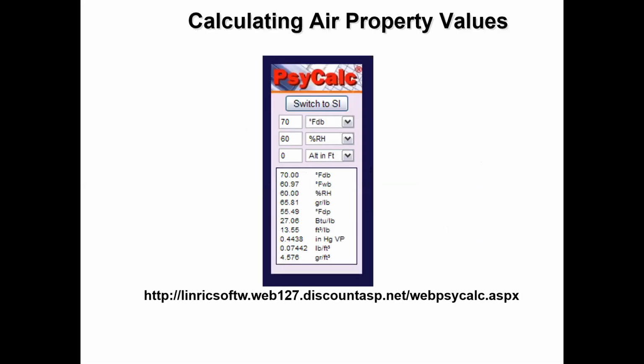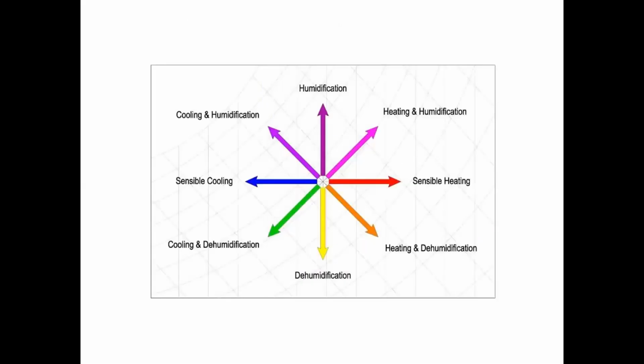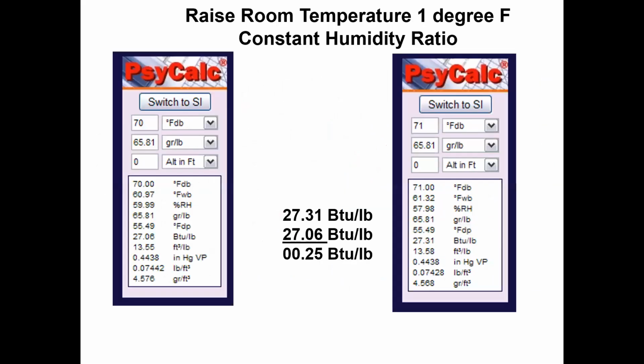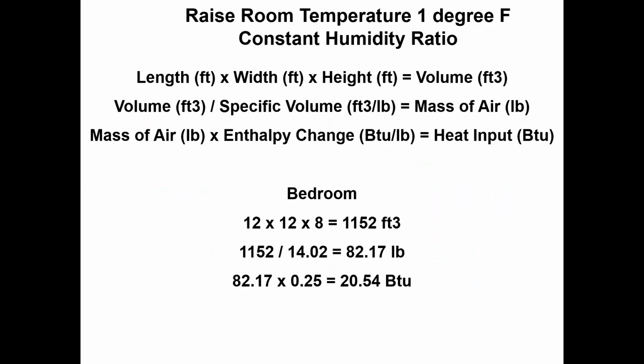And this is just a simple way, and further examples are given of how to find the sensible heating of any furnace. If you want to mark the point and know how much sensible heating is required, we can just find it from the psychrometric chart. Just go through all these ones. Here it shows one example: raise the room temperature 1°F at constant humidity ratio.